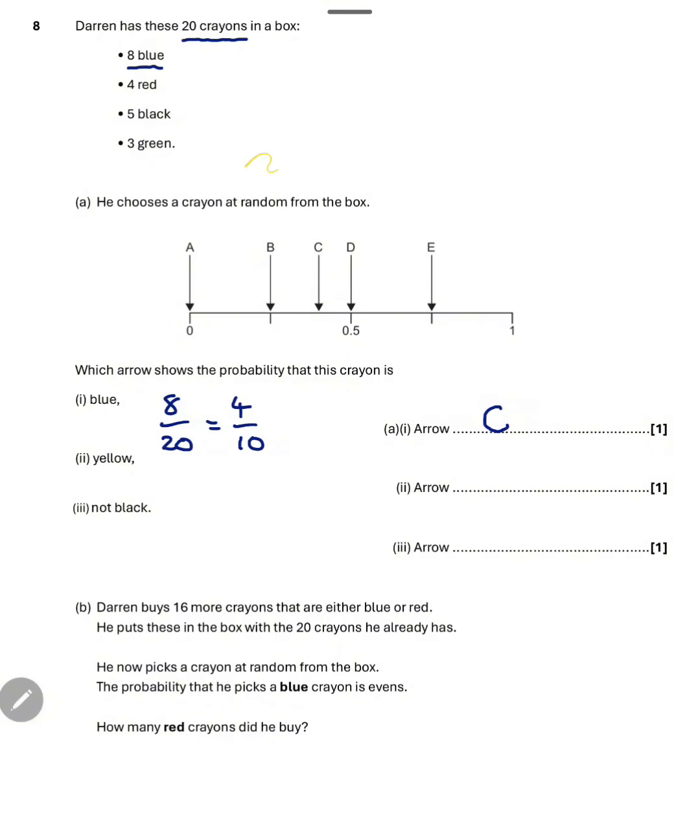Part 2 says what's the probability of yellow? Well, if we look up here, there are no yellow crayons, so that's impossible. That has to be arrow A.